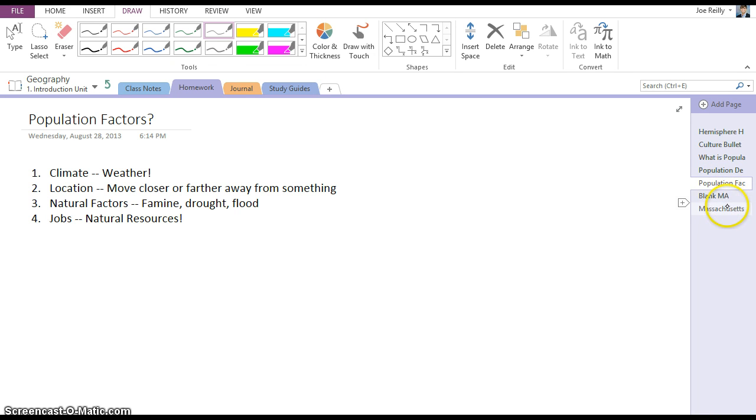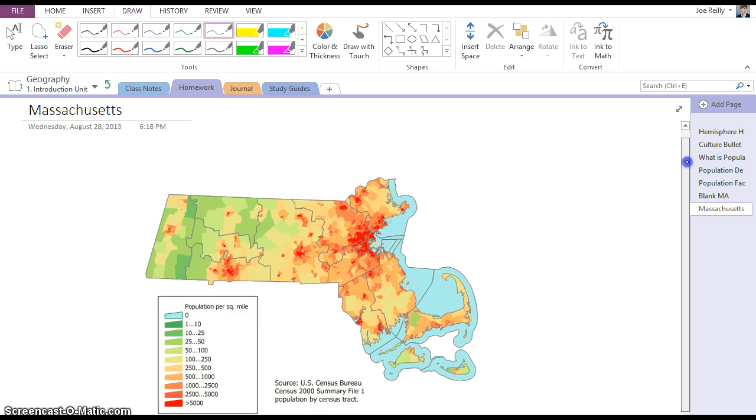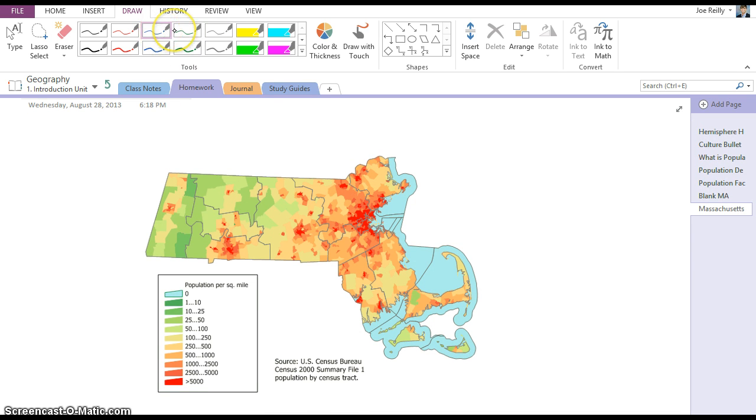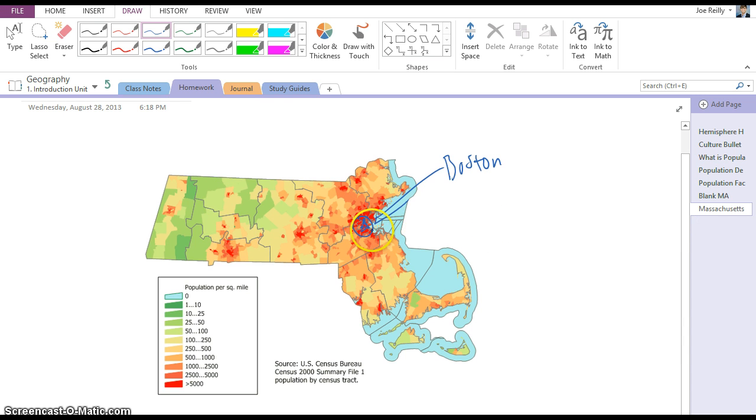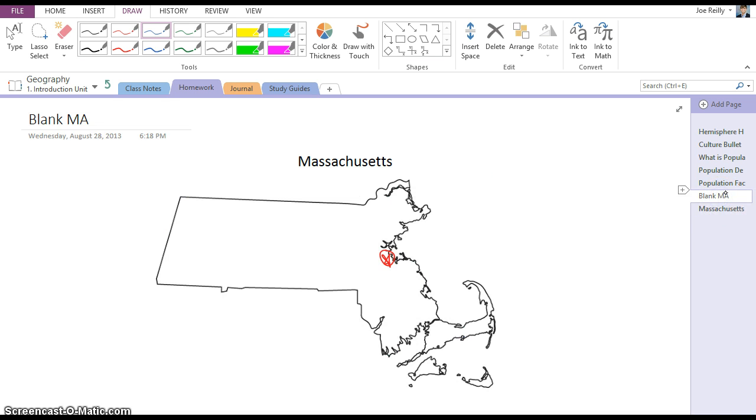So, let's take our friend Massachusetts. This is where I was born, so I thought it would be fitting to use. Let's do our little star for the capital, okay? That's Boston. That is the capital of Massachusetts. Now, as you can see on this key, this gives us population per square mile. So the red down here would have more people than the green. So more people in Boston are living along the coast down here than they are over in central or western Massachusetts. Why is that? Well, let's go to a blank map of Massachusetts.